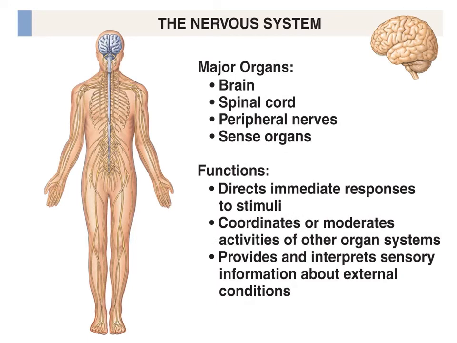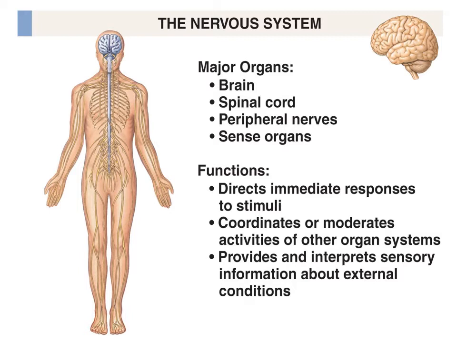Next, we have the nervous system. It's made up of our brain and spinal cord. That's our central nervous system. And then our peripheral nerves and sense organs. It directs immediate responses to stimuli. Those are reflexes. Coordinates and moderates activities of other organ systems.